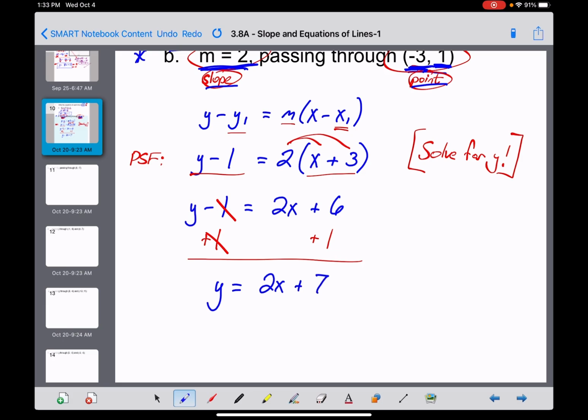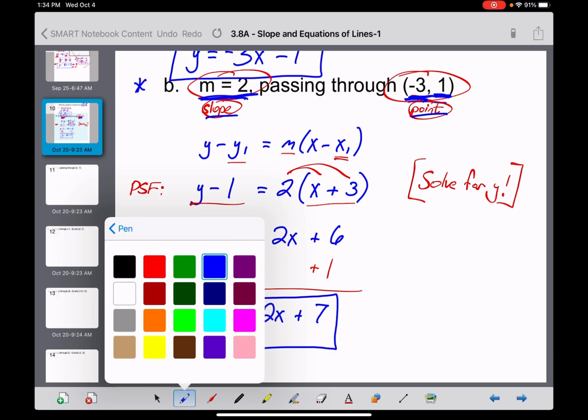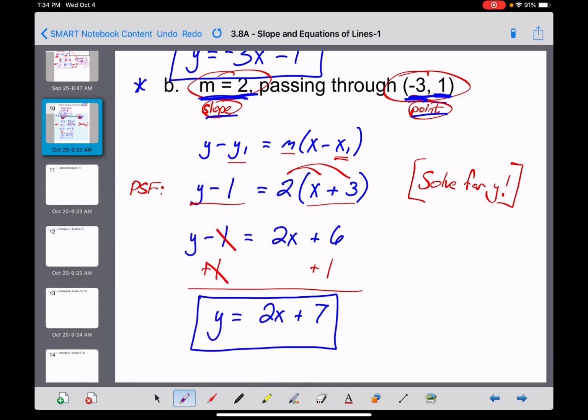And there's an equation now that's in slope-intercept form, so I'm tempted to box it up and move on to the next problem, but I really should think for just a second. Does this equation do the two things that we needed it to do? Does it have a slope of 2? Yes, it does, because now that I'm in slope-intercept form, I can read the slope right there is 2. Here's the real test, though. Does it contain the point -3, 1?